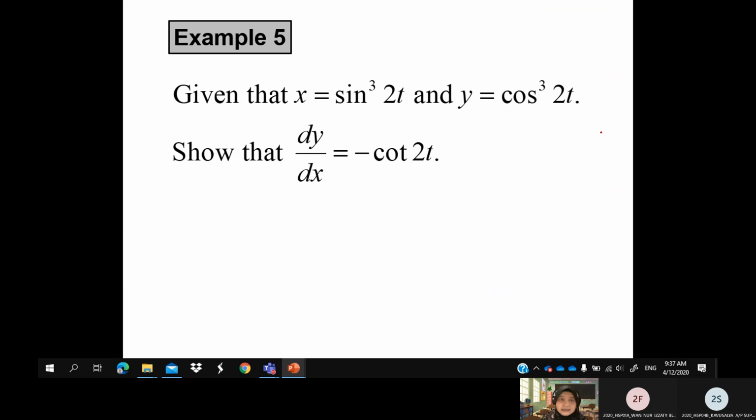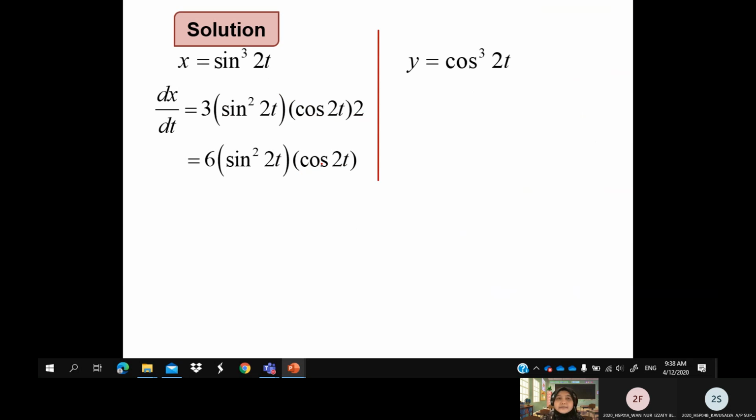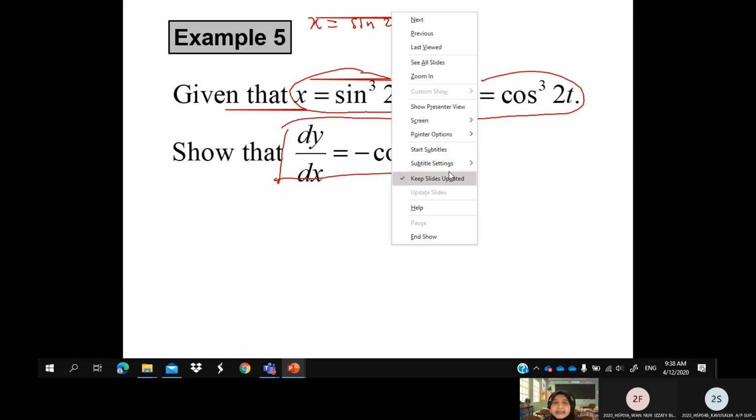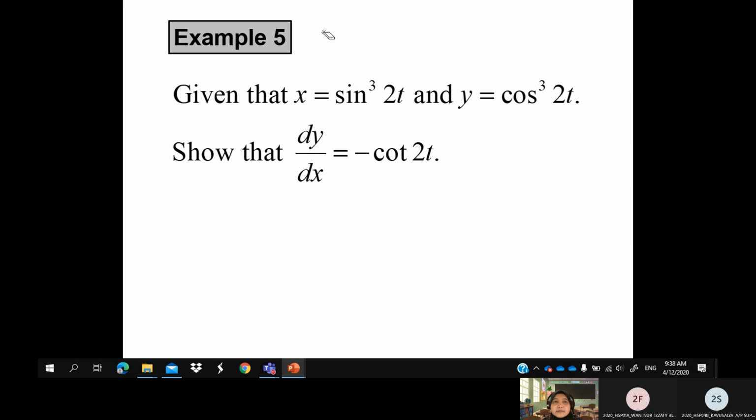Now the last example. Given that x equals a trig function cubed and y also a trig function cubed, show the result. You need to show until here. So simple, we will do it here. x equals sin 2t. Okay, be patient. Where should I write? Let me erase this and do it another way.